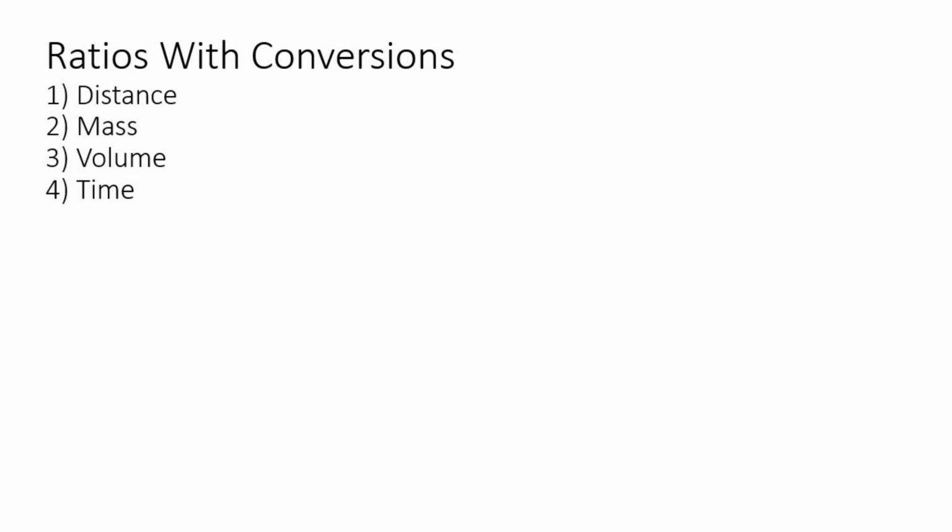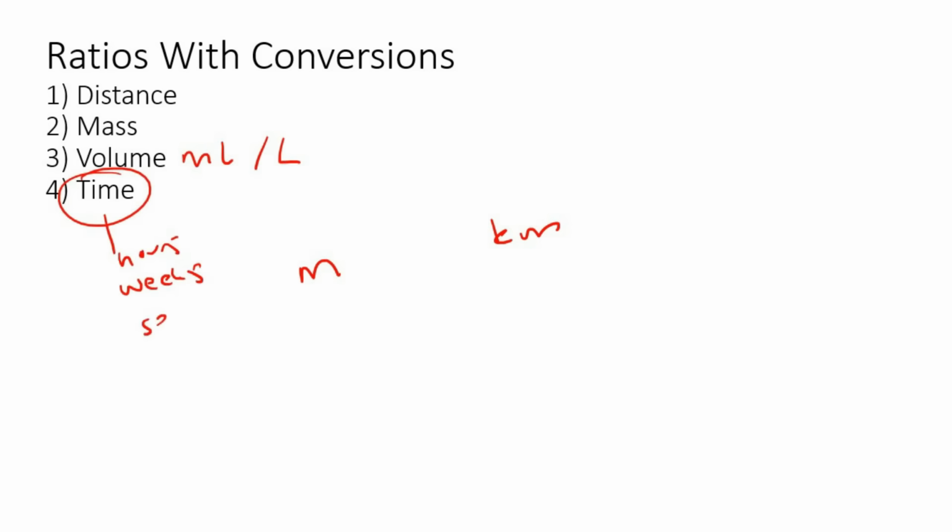So in this lesson, we're going to talk about ratios like we did in the previous lesson, but we're going to use conversions now. You know, like when they give you a question that has meters and kilometers, well, you have to first be able to convert these before you can use ratios. Or maybe they give you volume, which is milliliters and liters, or time, which is like hours, weeks, seconds. You know, there's all these things. Or what about mass, like milligrams or grams or tons or kilograms? We're going to go over all of that in this lesson.